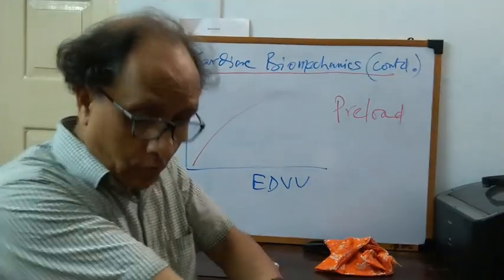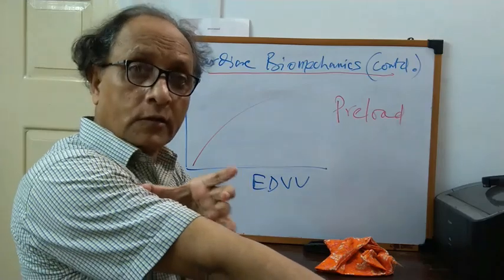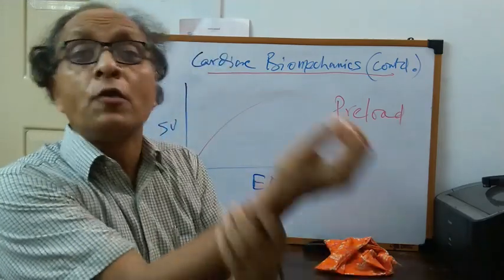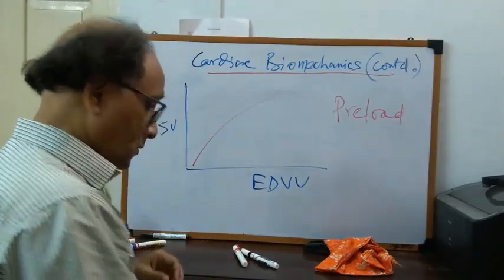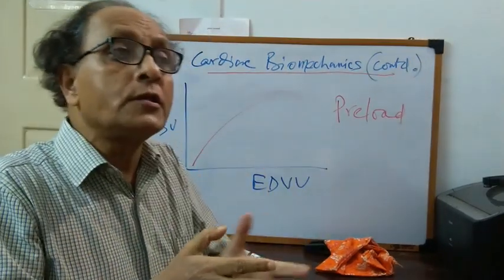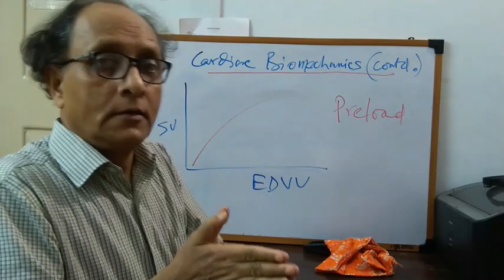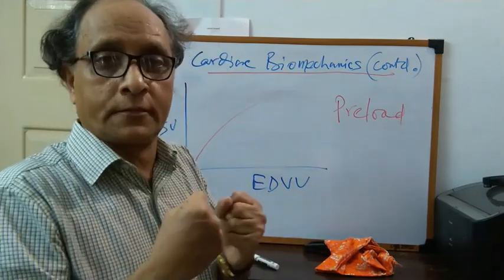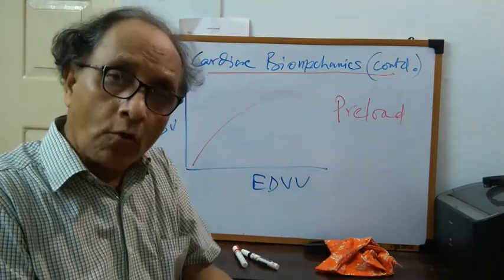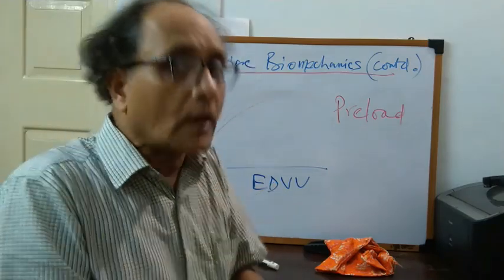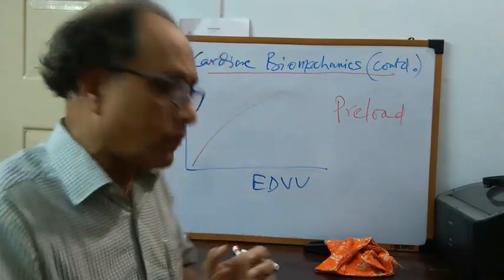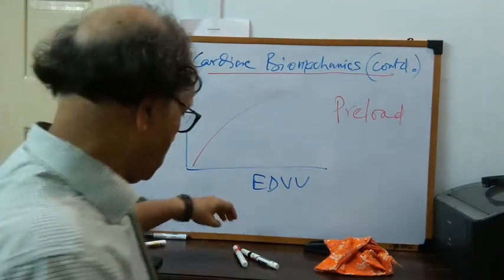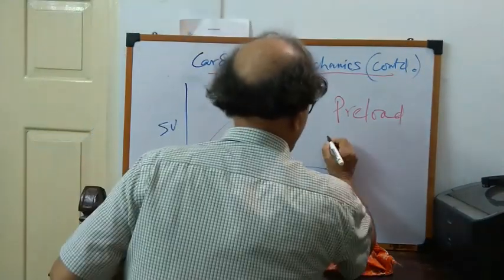And what is this load? When the muscle is contracting, it has to overcome a load. A particular amount of load which a muscle is assigned to overcome, or is expected to overcome, or is asked to overcome, is a load. That load is known as afterload.